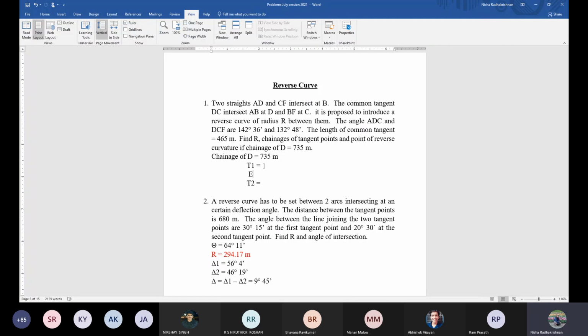Draw the figure first. Without that, you will not understand. See, the angles are also given. You please be careful as to how you are going to take the angles. See what represents what.